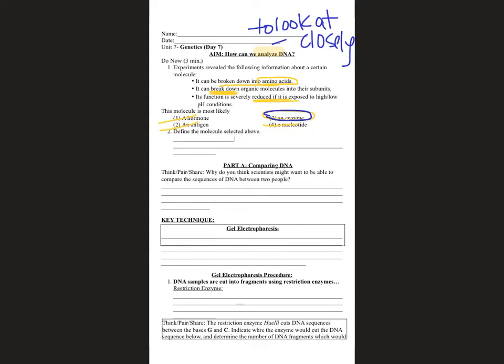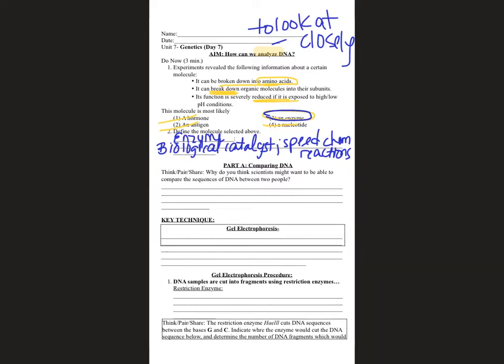All right, 2. Define the molecule selected above. You can take a second now to pause the video and complete number 2. For number 2, you should have had something similar to this. An enzyme is a biological catalyst which speeds up chemical reactions within the body.